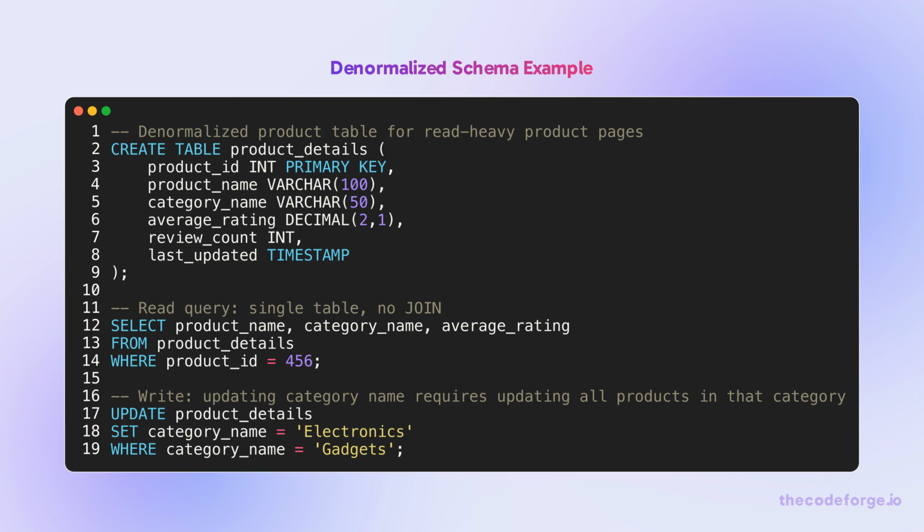Here's a denormalized product table. The read query is simple and fast, no joins. But notice the write. If the category name changes, you must update every product row in that category. This can be slow on large tables. Never denormalize a value that changes frequently across many rows.